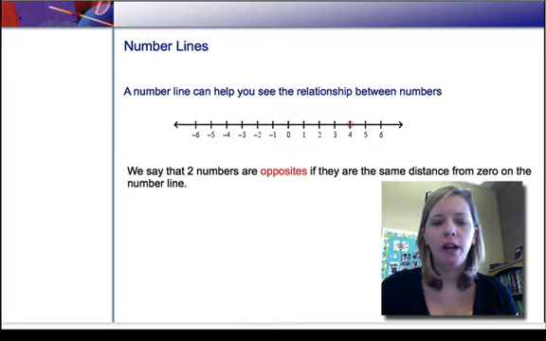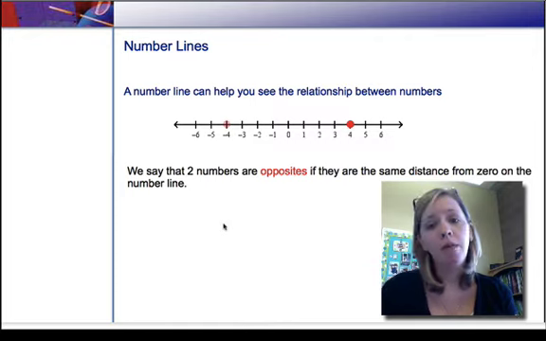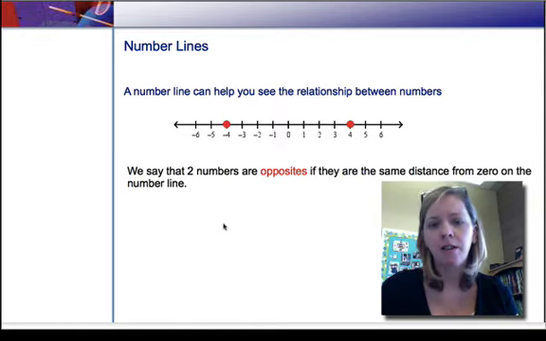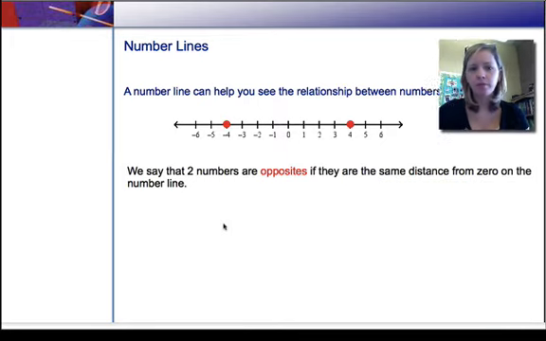So we could have a number here at 4, and we could have a number here at -4, and those two numbers would be opposites. They're both exactly 4 units away from 0, so 4 and -4 are opposites. So just understanding the language, what I mean when I ask what's the opposite of a number.